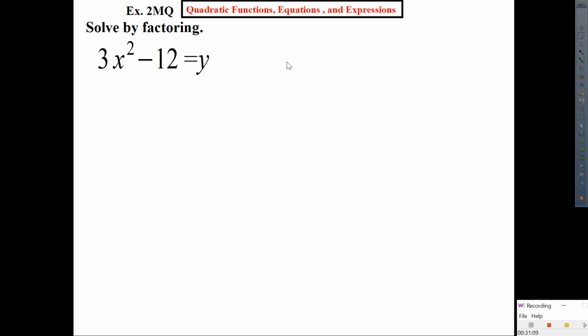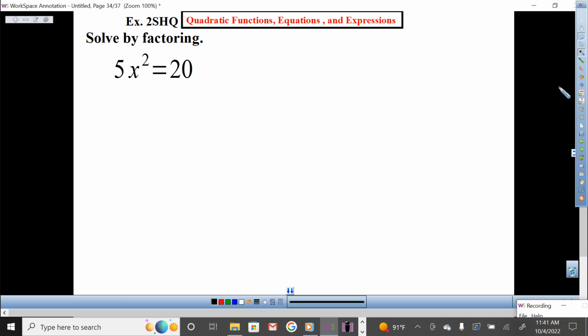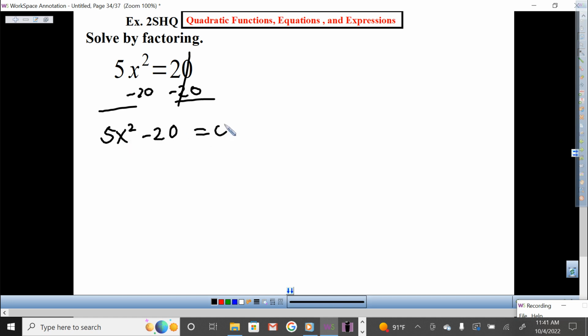All right. So just to refresh your memory, tell your neighbor, what is the first step that we've been doing for all the problems? Step 1. It has to be equal to what? For all of them, it has to be equal to what, everyone? 0. But what is it equal to right here? 20. So what do we need to do to make it equal to 0? Subtract 20, yes. That leaves us with 5x squared minus 20 equal to 0.